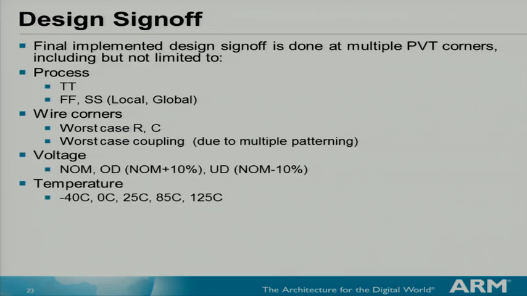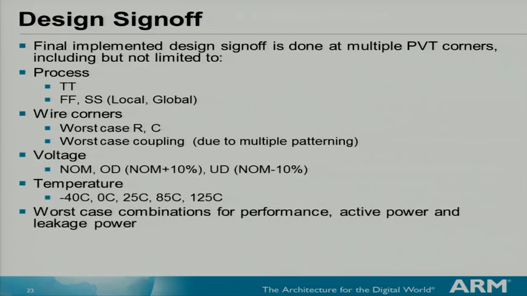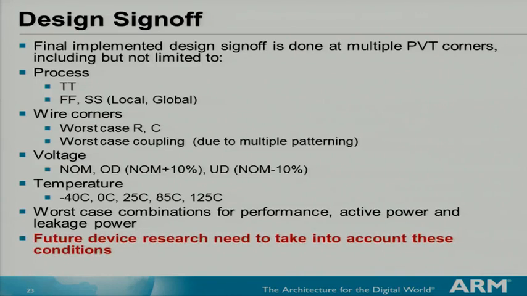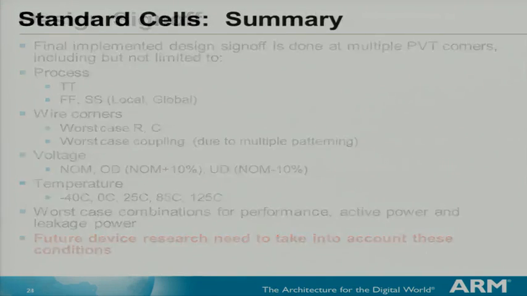You have numerous voltage corners and then temperature corners. And the worst case combinations for performance, active power and leakage power are considered while doing the final sign off. And that's again another important point where future device research needs to take into account these conditions. So we need numbers at slow corners or get some idea of variation. We understand that for most of the future device research that is being done, you don't know a lot of details, but when you're doing some kind of simulation, it's important to see how it behaves across temperature and report those results, because that's what designers are really interested in.